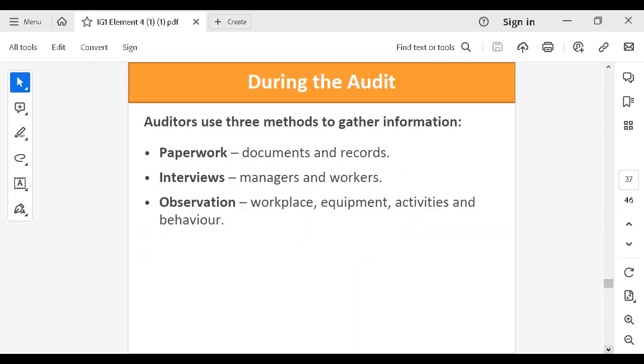Then during the audit, the auditor uses three methods to gather information. He will gather the information from paperwork, documents, and records. He will interview managers and the workers during the audits, and he will observe workplace equipment, activities, and behavior. And from that, he will collect the data.